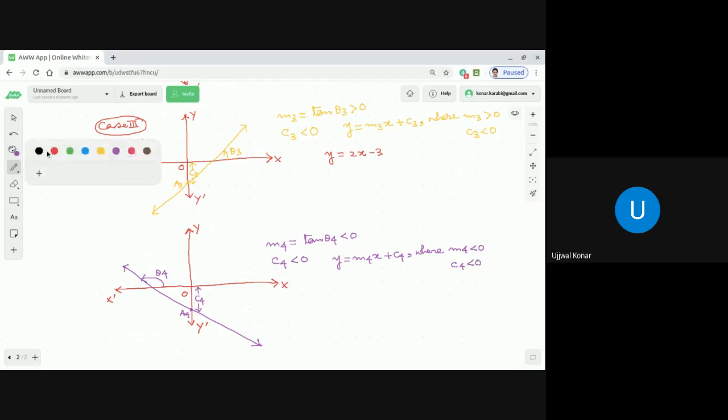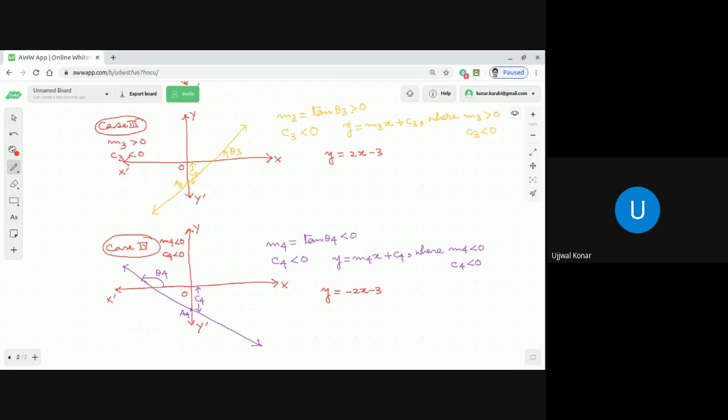So this is the fourth case, that is case 4, in which both m is less than 0 and c is also less than 0. So dear students, if you get an equation something like y equals minus 2x minus 3, you can visualize the straight line should be something like this, what you see in the purple color.